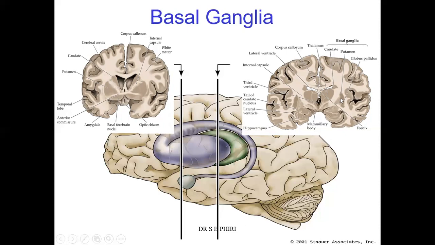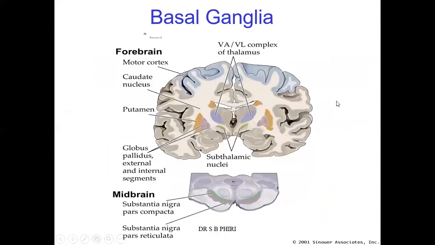On this other one, you can appreciate the thalamus here now. So you can see the thalamus, the two thalami, and the components of the basal ganglia, the caudate nucleus. Then you can also appreciate the putamen, the globus pallidus, both external and internal component of the globus pallidus. It's basically the same diagram here showing you the major components of the basal ganglia.